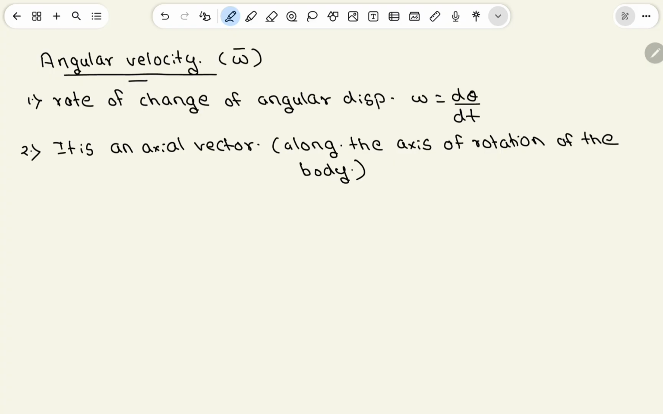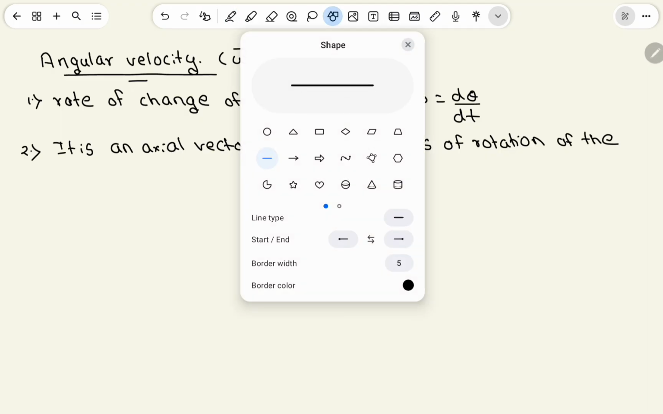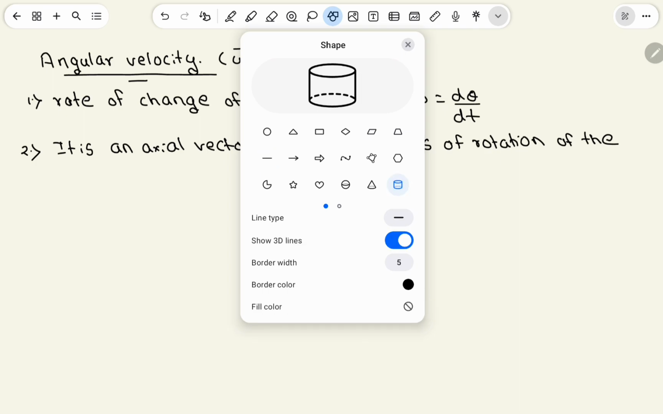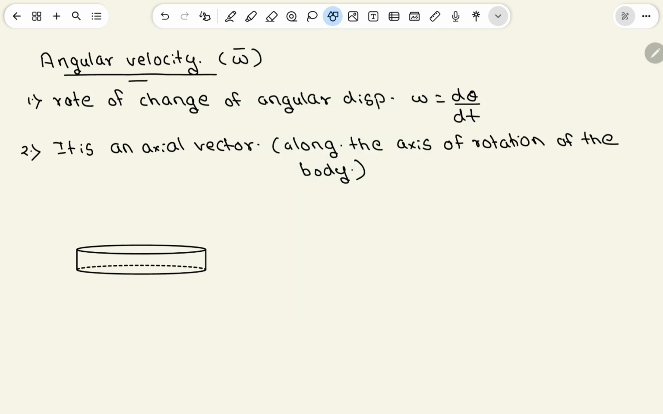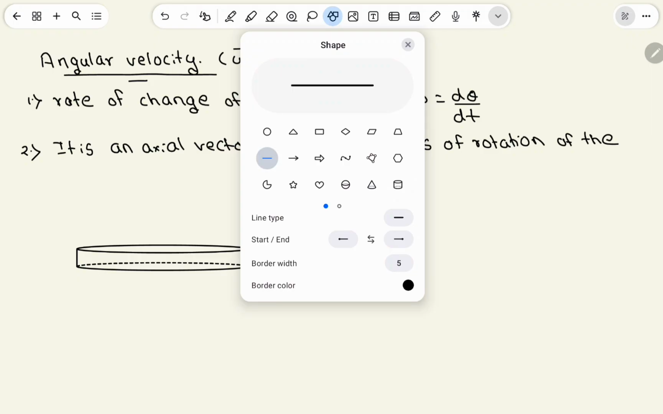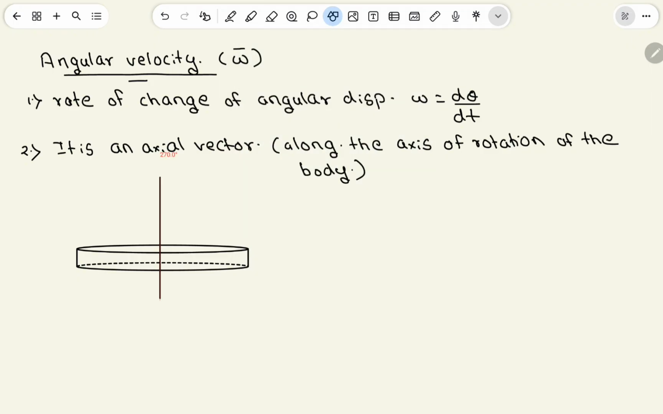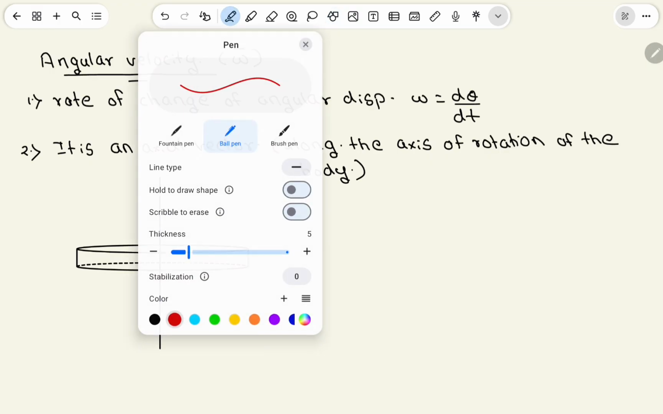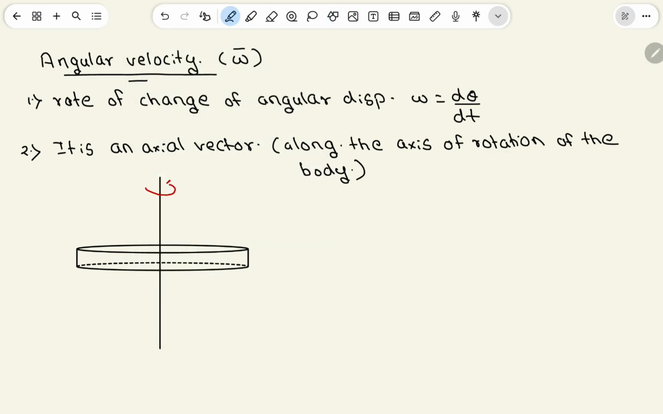Now, let us consider an example of a disk. So let's draw a disk. So this is a disk. We have a disk over here, and let's draw the axis of the disk. So this is the axis of the disk. Now, let us consider that the disk is rotating in anti-clockwise direction.